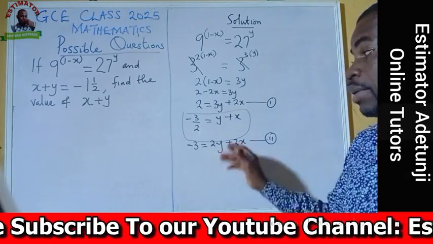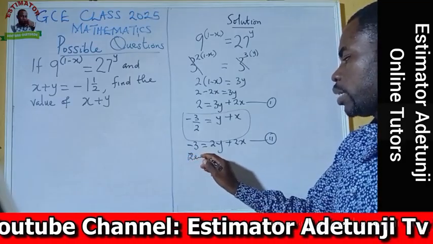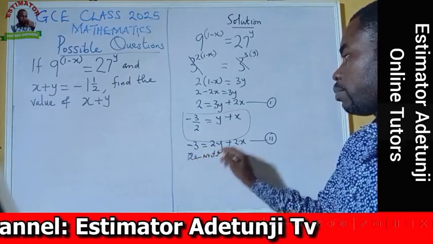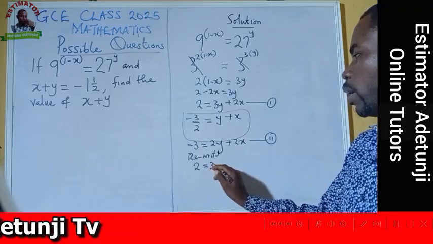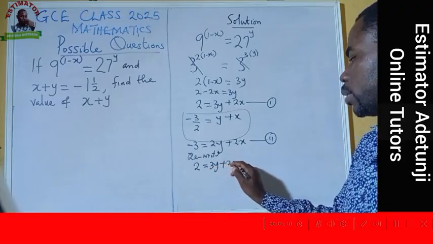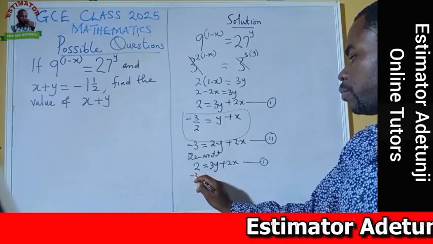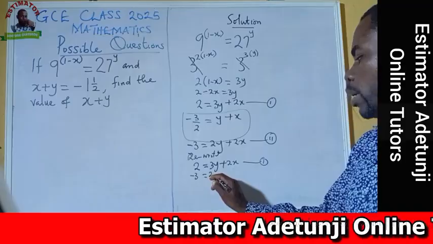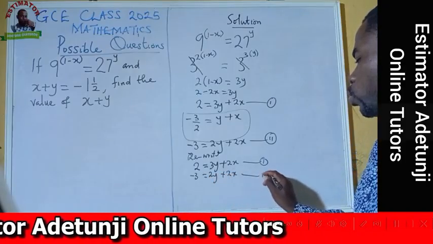Plus 2x. I can rewrite, or rearrange, however you call it. I can rewrite by putting my equation 1: 2 equals 3y plus 2x, equation 1. And here I have minus 3 equals 2y plus 2x, equation 2. Very simple.